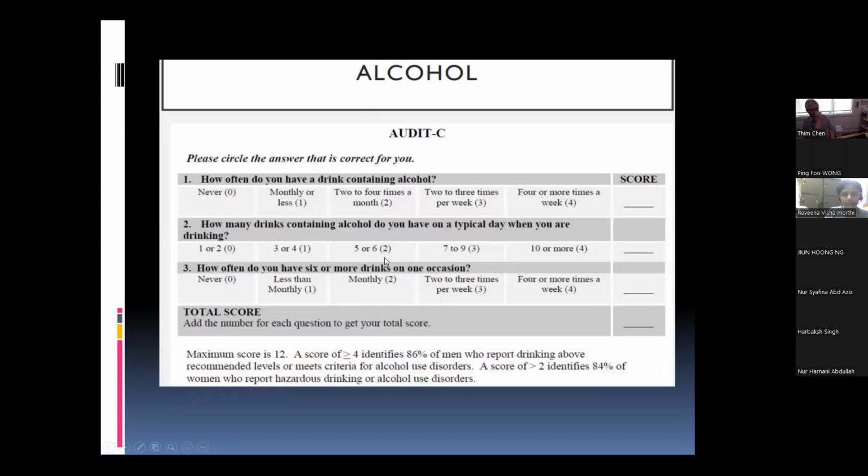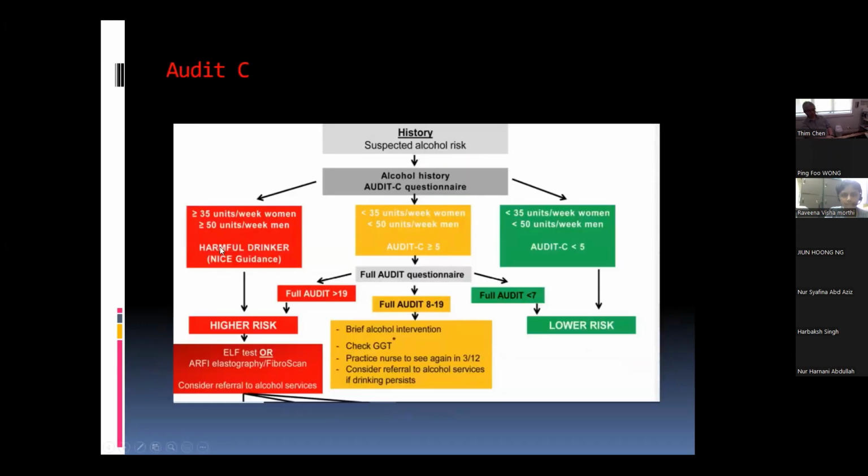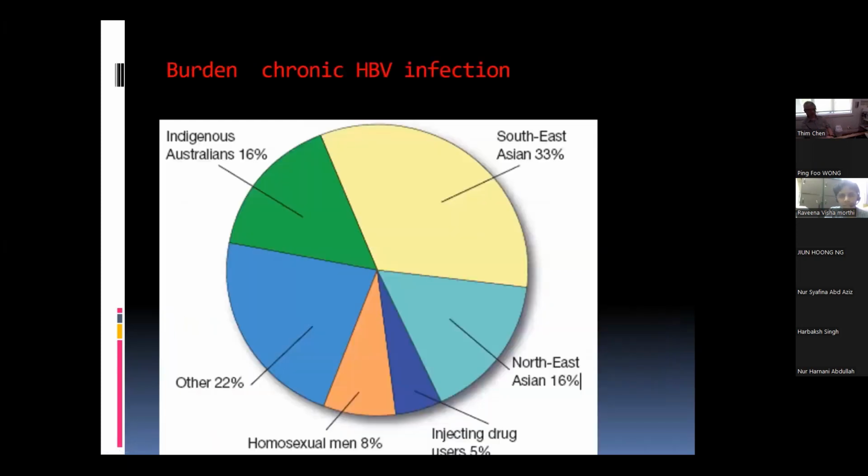So all you have to do for alcohol is just ask 3 questions. How often do you have a drink? How many drinks? How often do you have 6 or more? And then you score them. See that? History. So this gives you a questionnaire. So that's alcohol done. Alcohol and MAFLD are the 2 common causes of fatty liver disease.